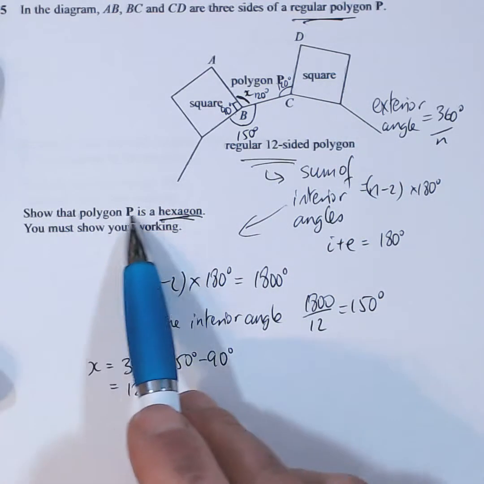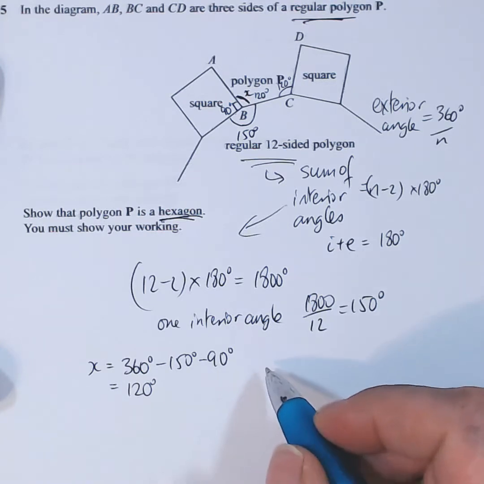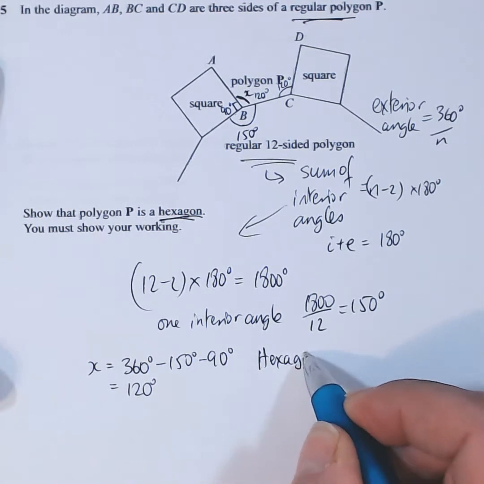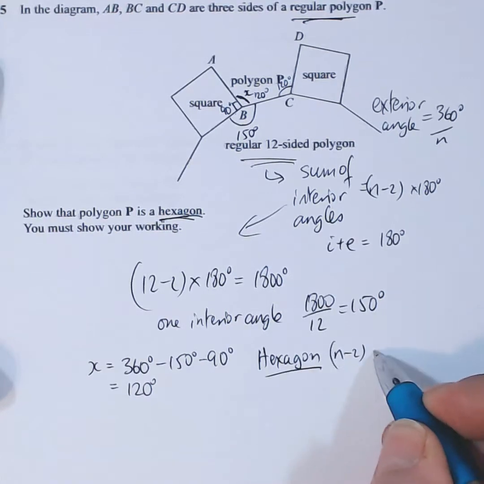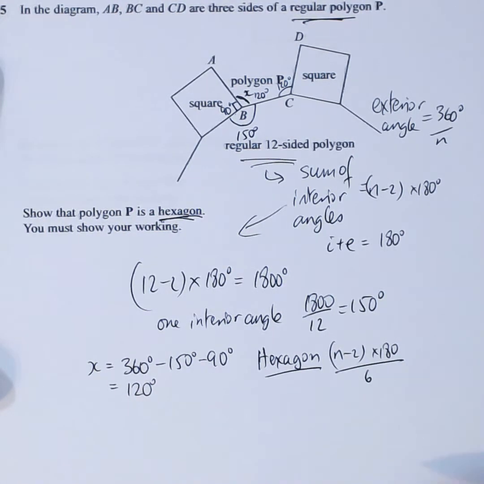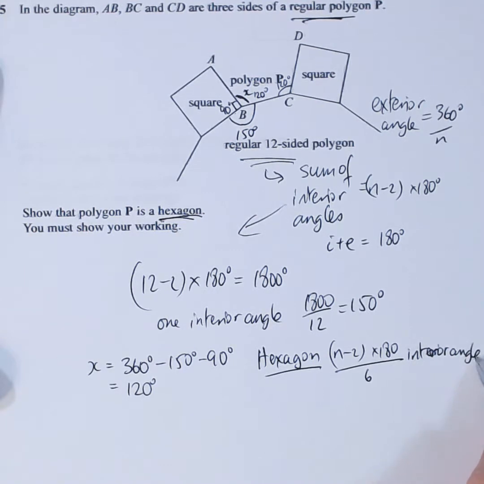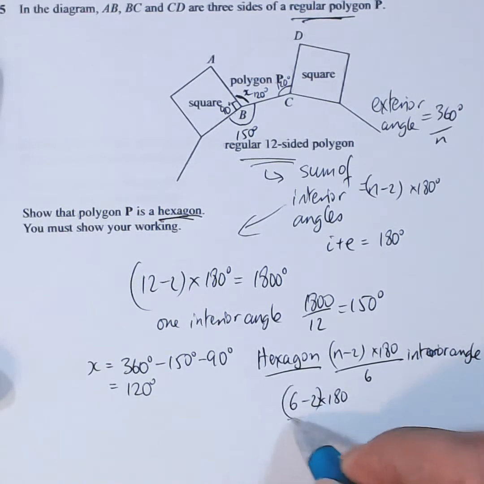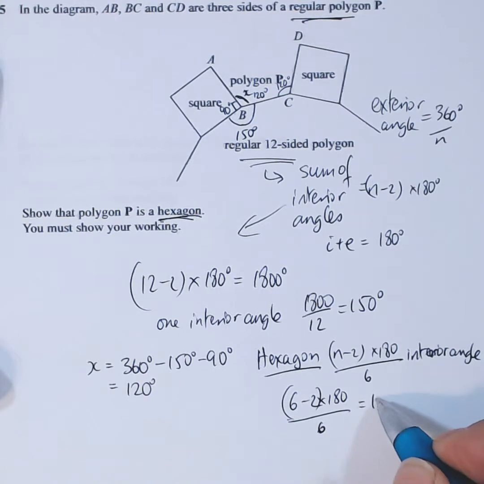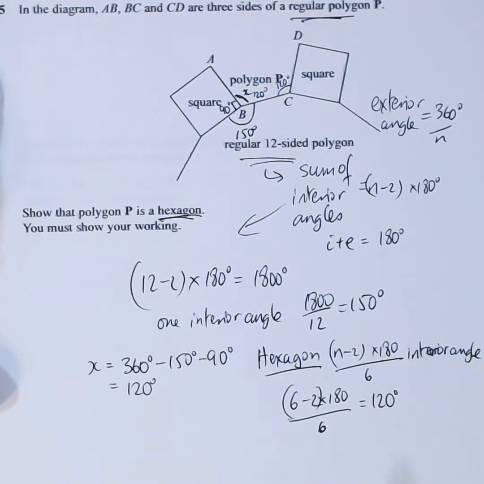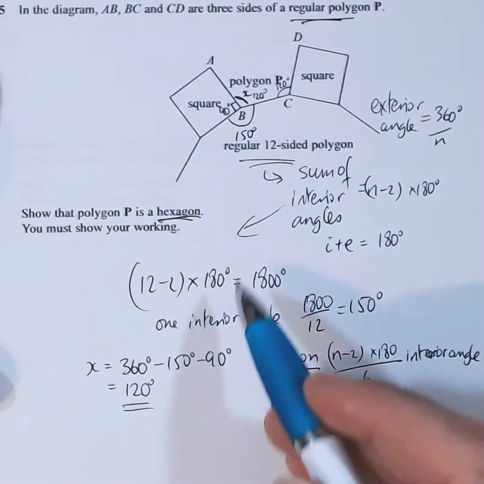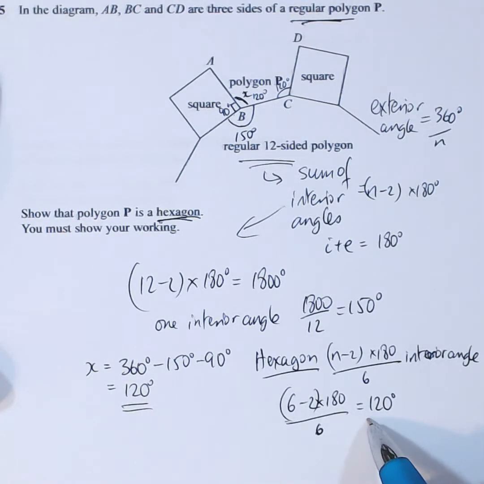Now they want you to show that the polygon is a hexagon. So basically we've got to say, right, for a hexagon, n minus 2 times 180 divided by 6 will tell us what the size of the interior angle should be. So we're going to do 6 take away 2 times 180 divided by 6, and that gives us 120 degrees. So what we've done is we've shown by calculation that this angle is going to be 120 degrees, and we know a hexagon should have an angle of 120 degrees when it's regular.